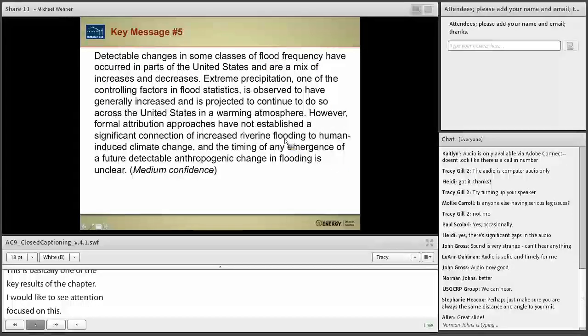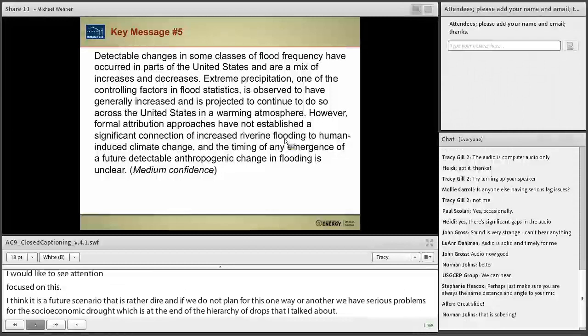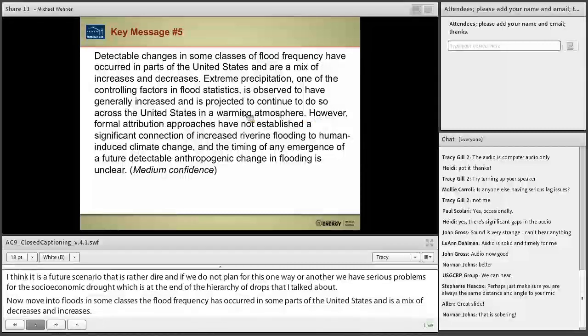Moving on to floods in key message number 5, detectable changes in some classes of flood frequency have occurred in parts of the United States and are a mix of increases and decreases. Extreme precipitation, one of the controlling factors in flood statistics, is observed to have generally increased and is projected to continue to do so across the United States in a warming atmosphere. However, formal attribution approaches have not established a significant connection of increased riverine flooding to human-induced climate change, and the timing of any emergence of a future detectable anthropogenic change in flooding is unclear.